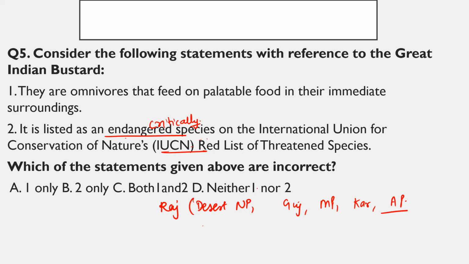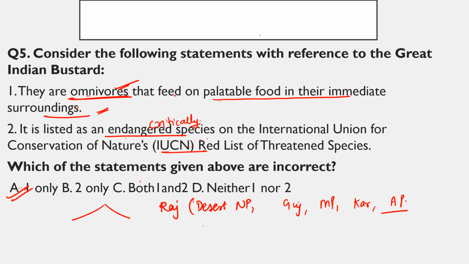You can see the difference between the male and female Great Indian Bustard with the help of their feather color. And they are omnivorous, right? The first statement is totally correct. They are omnivorous. The answer will be A, because they feed on palatable food in their immediate surroundings, and they prey on arthropods, worms, small mammals, and small reptiles. The government has also started Project Great Indian Bustard for their conservation.